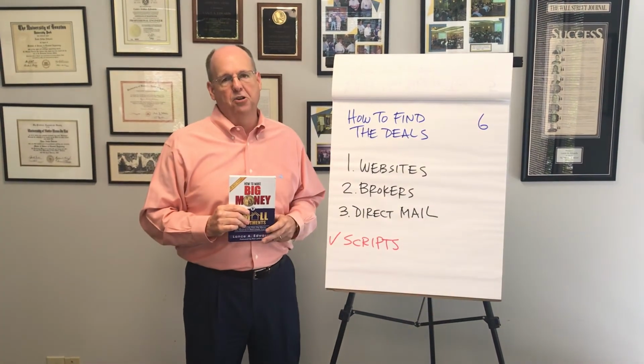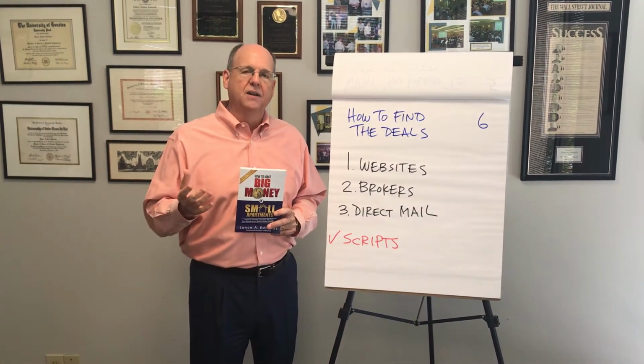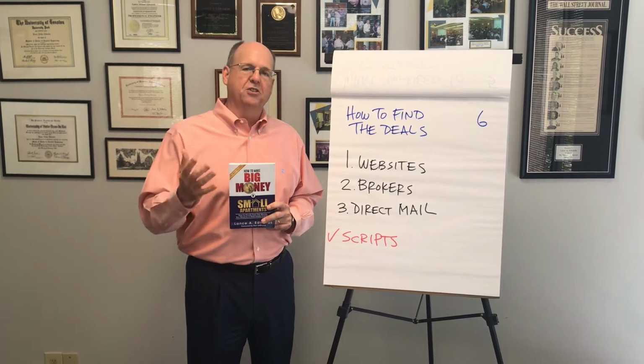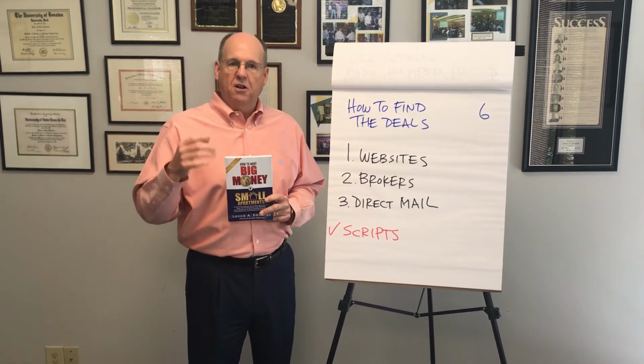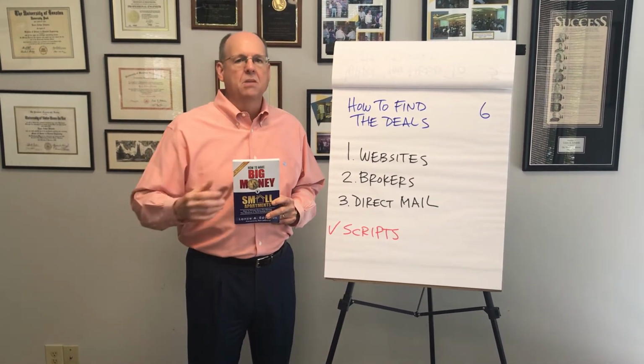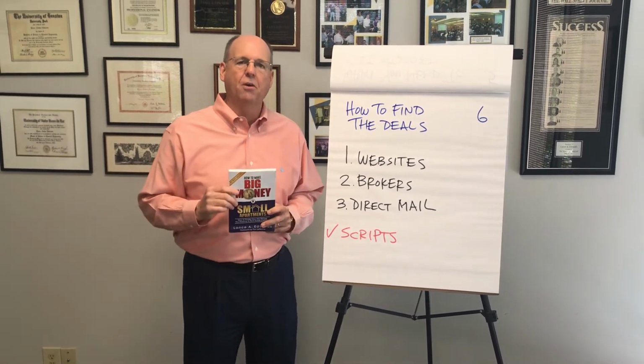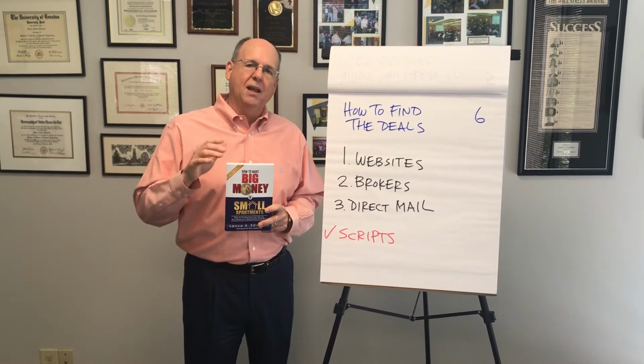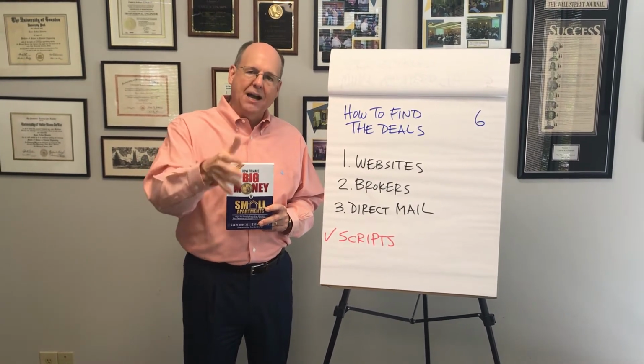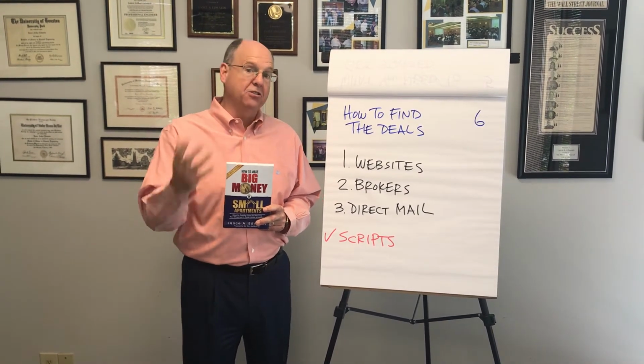Second component of your deal flow is talking to brokers. This is both commercial brokers and residential realtors. Also, they have properties for sale, but they also have properties that they don't put on the websites. Those are called their pocket listings. And so I explain how to get pocket listings from brokers is by developing a relationship.